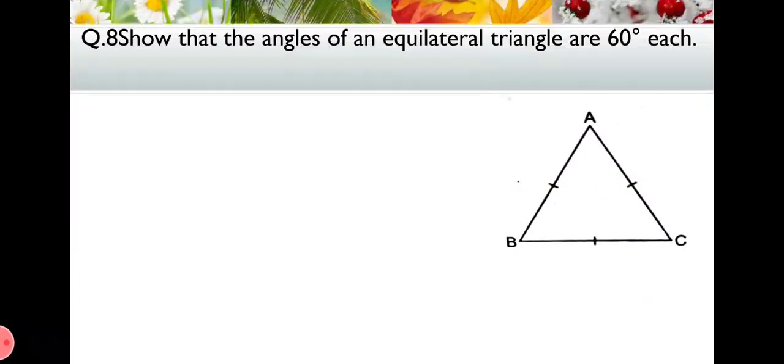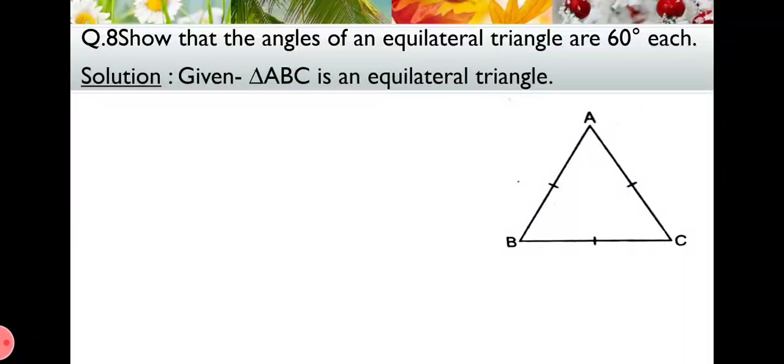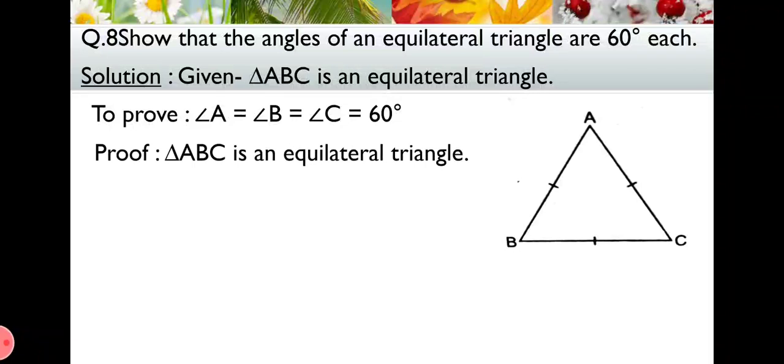So here, as we have considered, we write solution: given triangle ABC is an equilateral triangle. To prove angle A equals angle B equals angle C equals 60 degrees, we have to prove all the three angles are 60 degrees each. For proof, triangle ABC is an equilateral triangle. Therefore, AB equals BC equals CA. Already in an equilateral triangle all the three sides are equal. So we write AB equals BC equals CA.